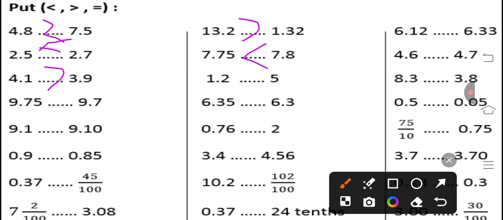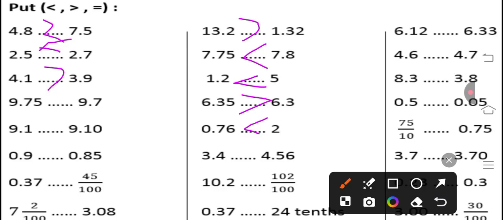1.2 and 5, absolutely 5 is greater than. 6 and 6, 3 and 5 is greater than. Okay, 0.76 and 2, this absolutely is greater than the number in difference.